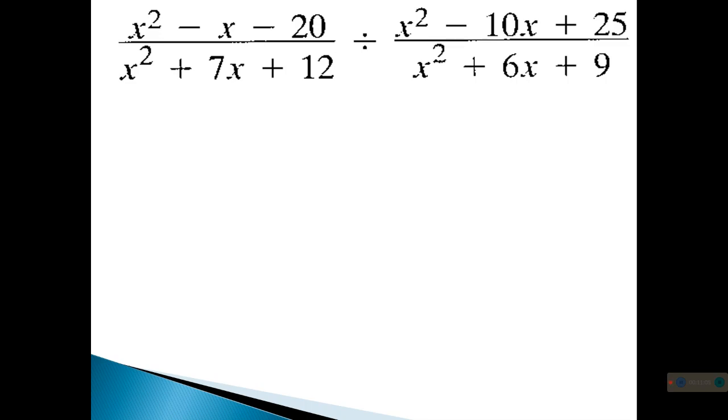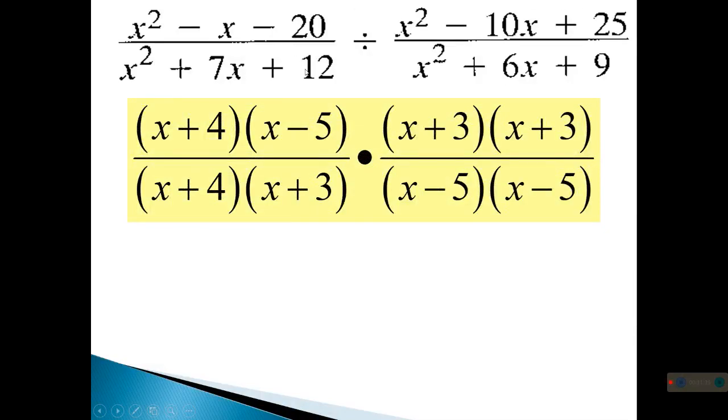Okay? So, let us have the factors of x squared minus x minus 20 first, since our given are all trinomials. So, let's proceed on factoring. Okay? So, the factors of our numerator are (x plus 4) times (x minus 5). And the factors of our denominator here, the first denominator, are (x plus 4) times (x plus 3). Then, change the division sign to a multiplication sign. And then, flip the second fraction. So, you will have here (x plus 3) times (x plus 3) as the factors of our denominator here, x squared plus 6x plus 9.